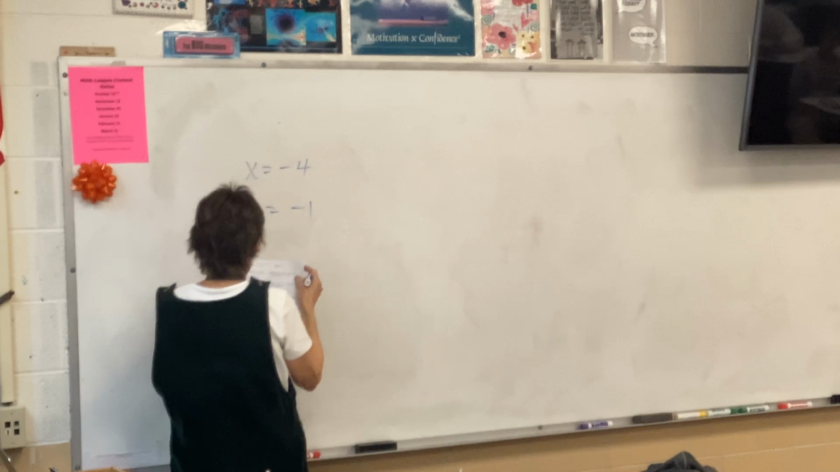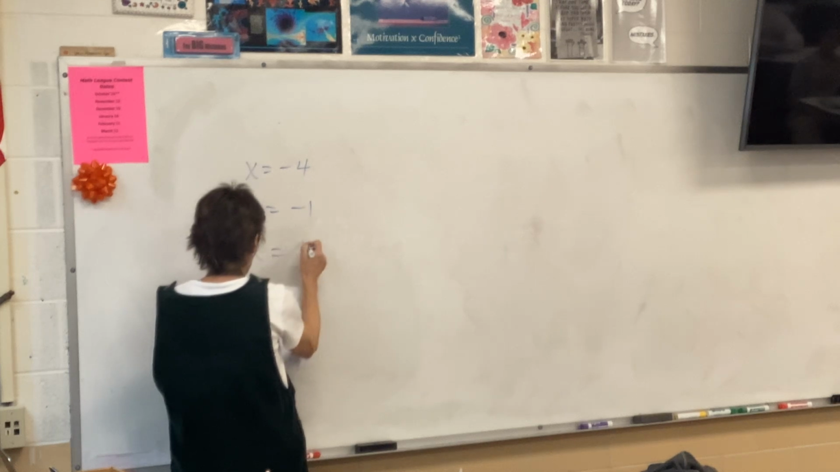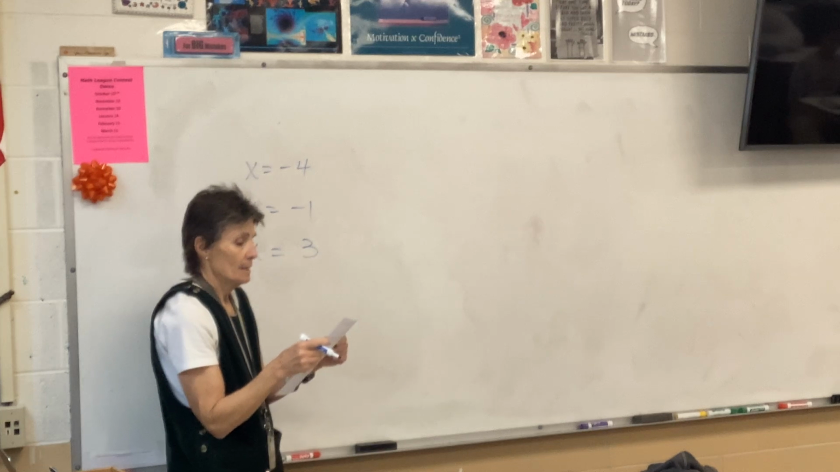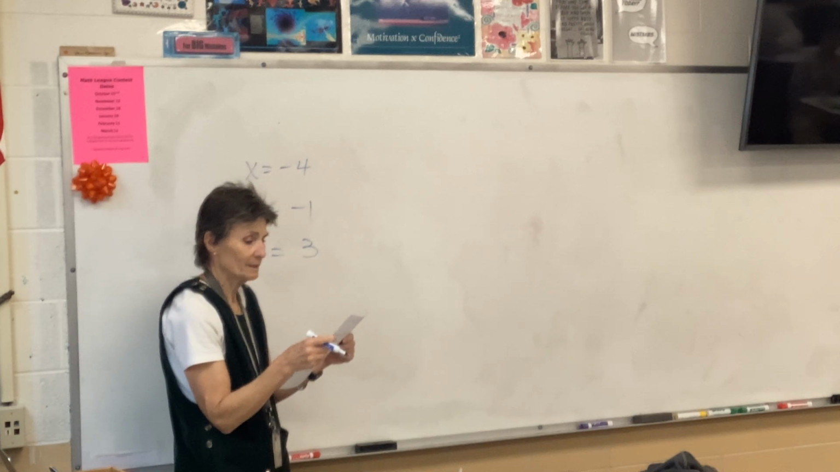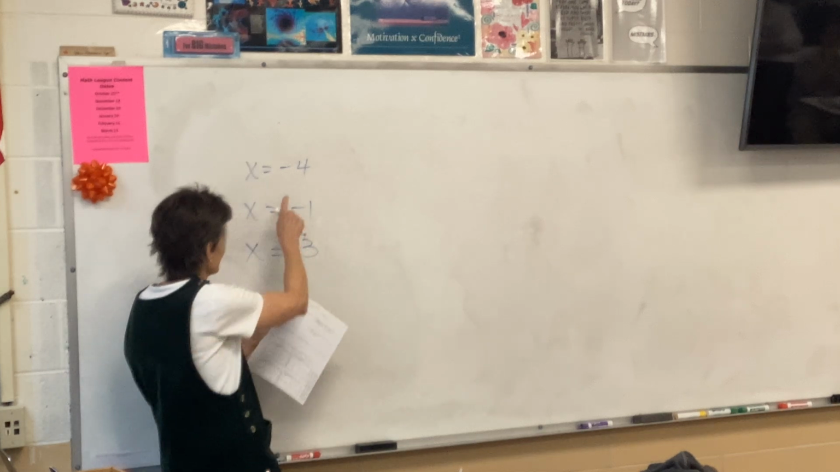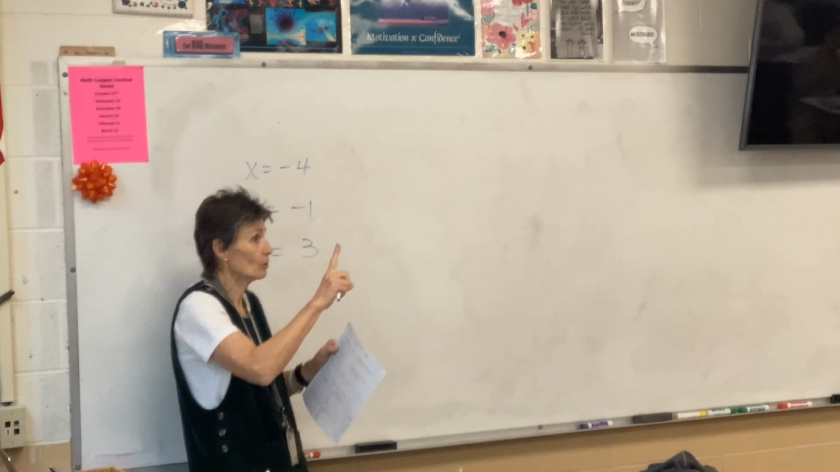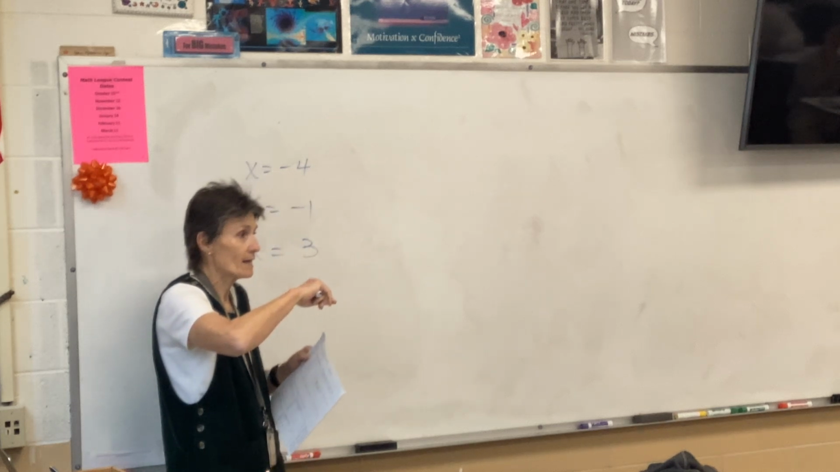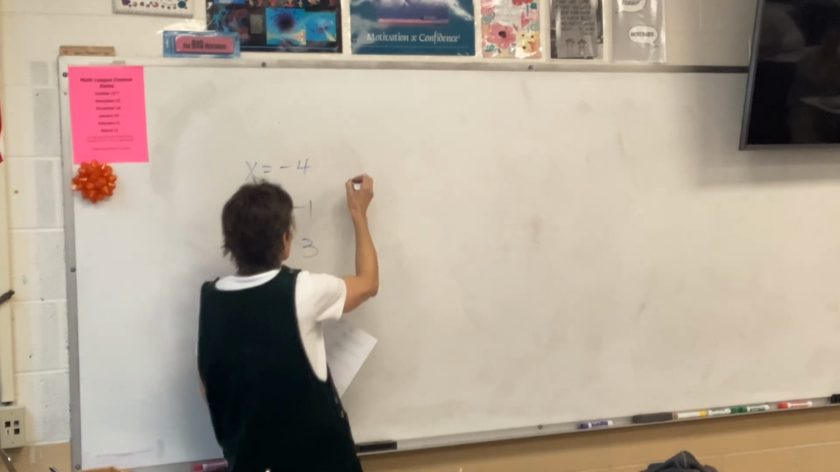And we got one at 3. Is that it? Now, what about the multiplicity? Well, what can you tell me about the zero at -4? Look at the curve. What's it doing? Passing straight through. So it has multiplicity of 1. It's a single zero.